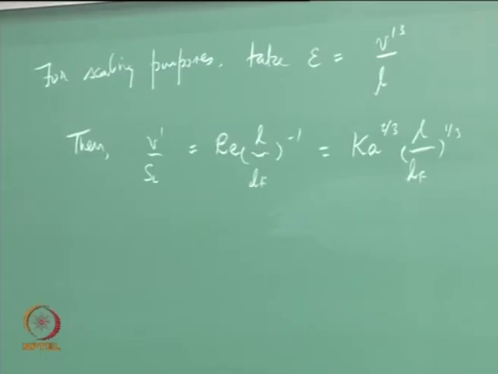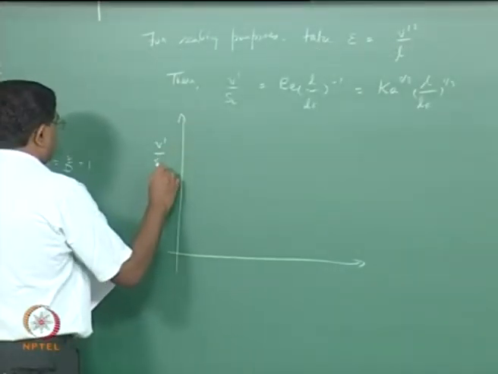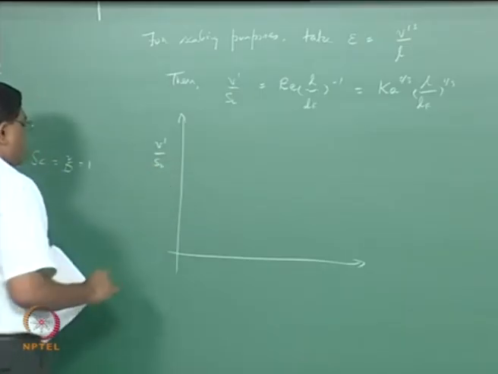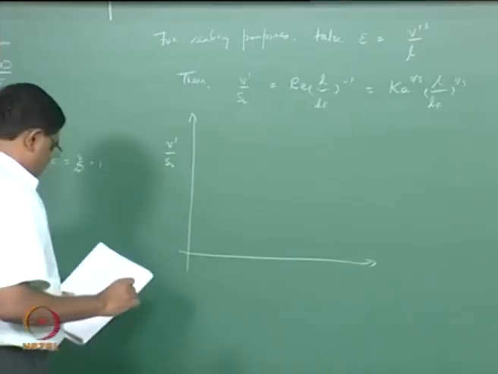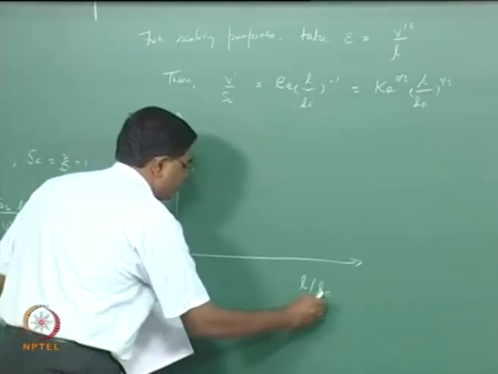Why are we doing this? Because that is what the regime diagram is all about. The regime diagram is one with V prime over SL on the vertical axis plotted against L over LF.